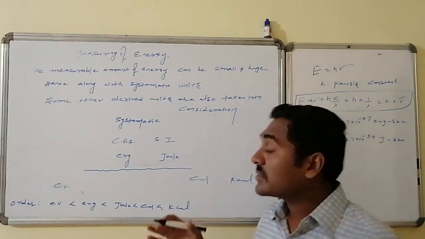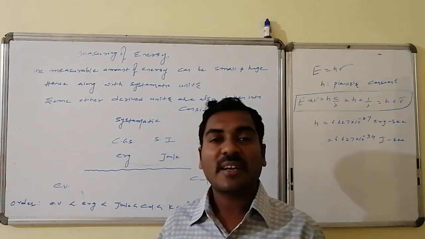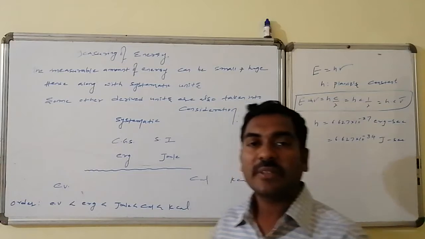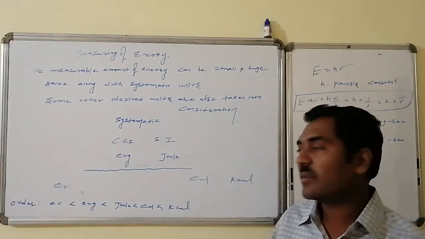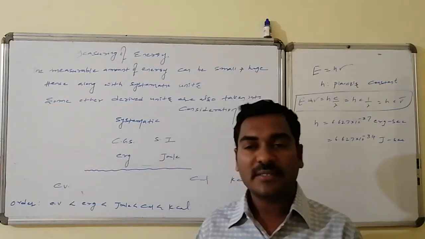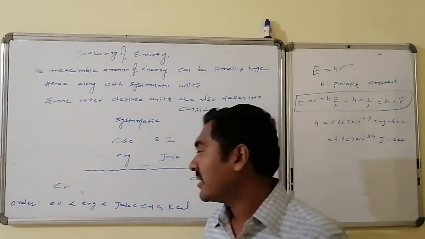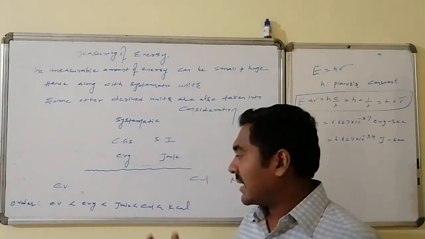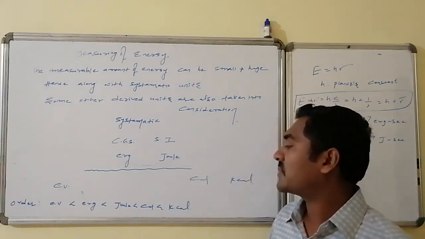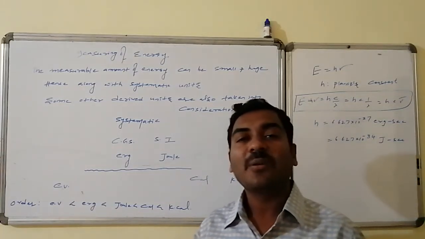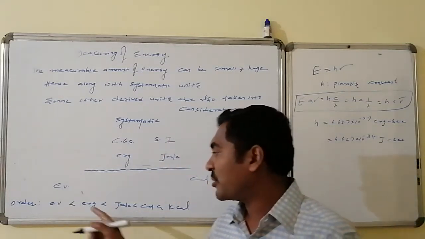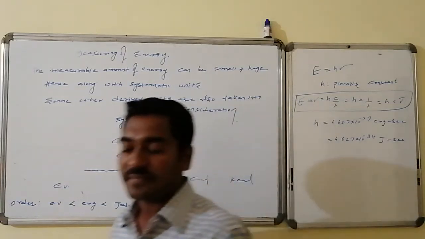Along with this, smaller units are also necessary sometimes and bigger units are necessary. The smaller unit taken is electron volt. Similarly, the bigger units are calories as well as kilocalories. That is the order: electron volt is smaller, and compared to electron volts, ergs is somewhat bigger. Compared to ergs, joules, followed by calories, followed by kilocalories is the bigger unit. Here erg and joule are the systematic units and all remaining are derived units.